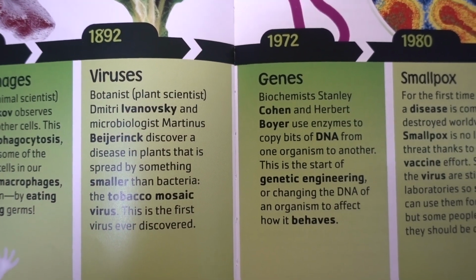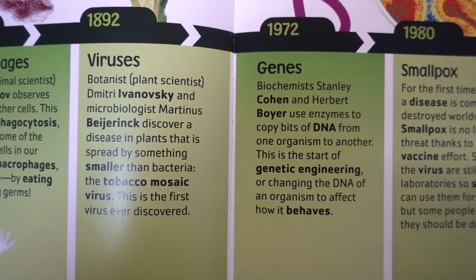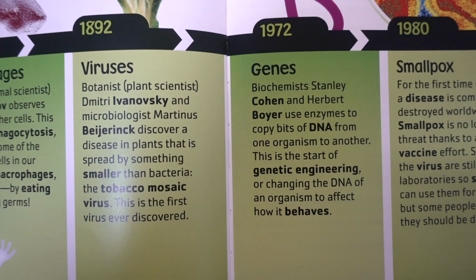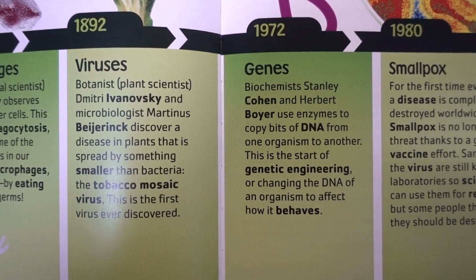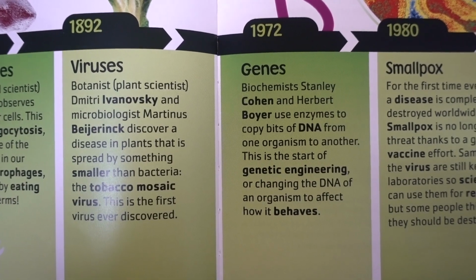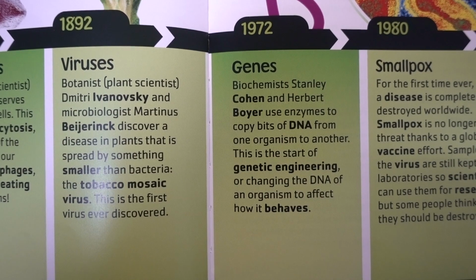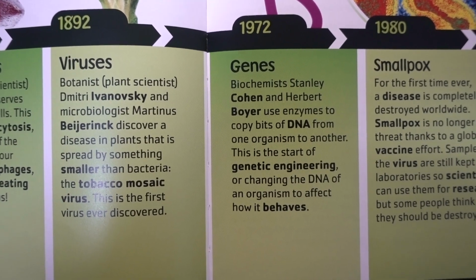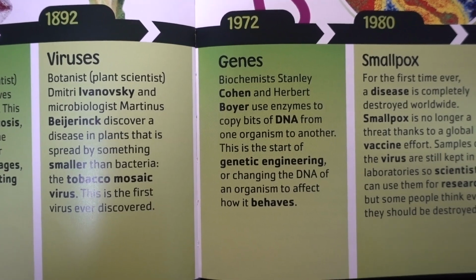1972. Genes. Biochemists Stanley Cohen and Herbert Boyer use enzymes to copy bits of DNA from one organism to another. This is the start of genetic engineering, or changing the DNA of an organism to affect how it behaves.